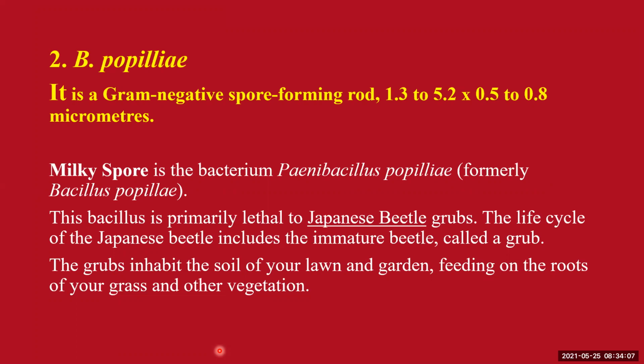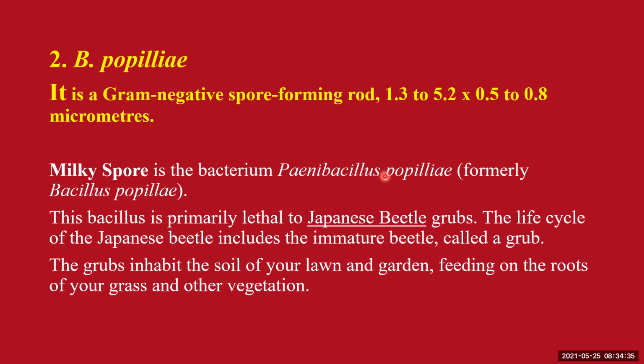Bacillus popilliae, formerly it was called by another name, now it is called Bacillus popilliae. It actually produces a milky spore disease in Japanese beetle grubs. It is primarily lethal to Japanese beetle grubs. Grubs are larval stages, or immature beetles, of the Japanese beetle.